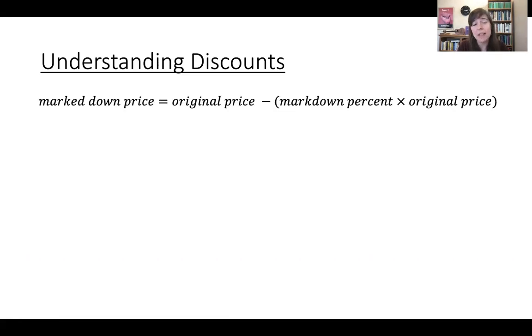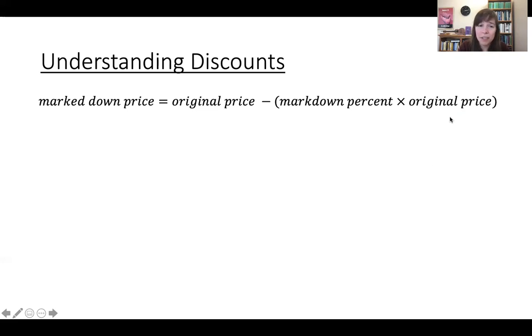So you're given this markdown equation, which says, okay, if you're in a store and something is marked down by a certain percent, the marked down price, so the price you pay after the markdown, is equal to the original price minus the markdown percent times the original price. Thinking through it should make some sense. You take the original price, and if the markdown percent is 30%, that means you're taking away 30% of the original price, which is exactly what this says.